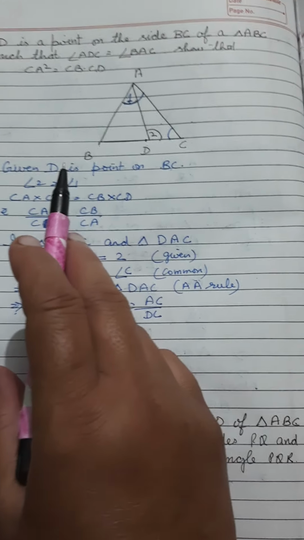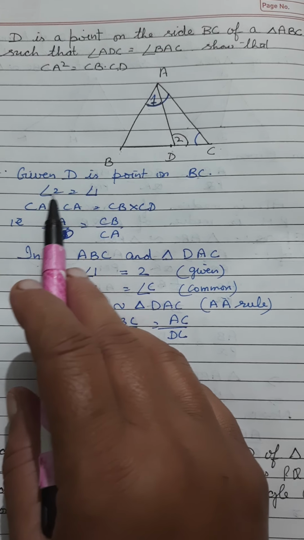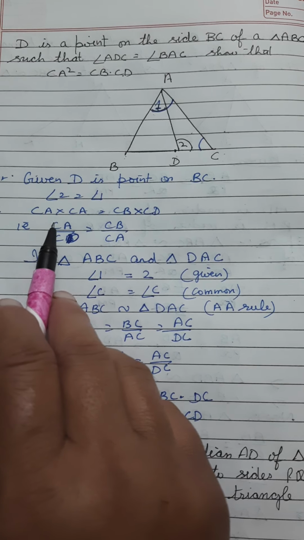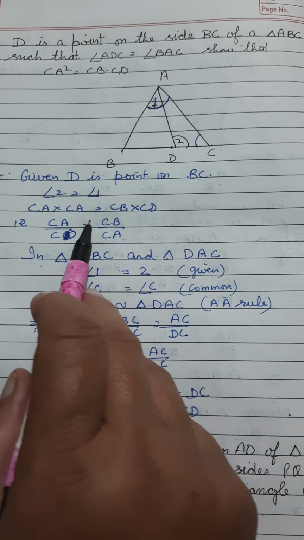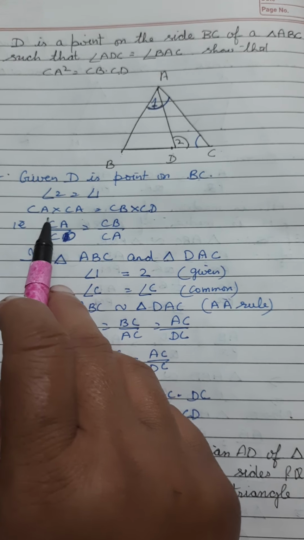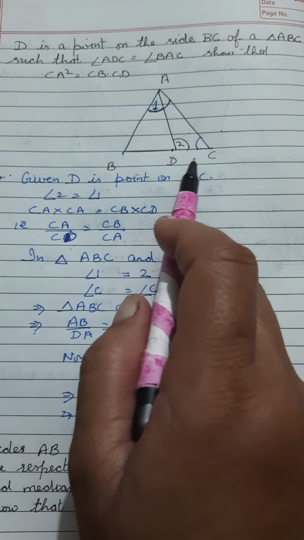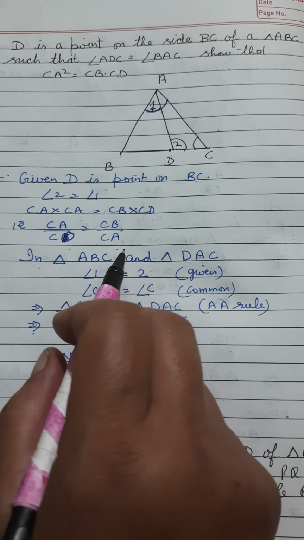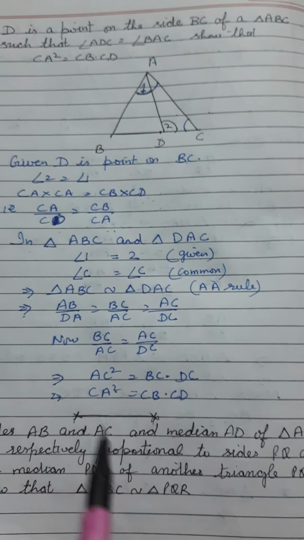Now given is angle 2 is equal to angle 1, it is given. And we are to prove CA square is equal to CB into CD. It can be written as, now CA upon CD is equal to CB upon CA. We can write it like this also. When we cross multiply these, then we get the same solution.